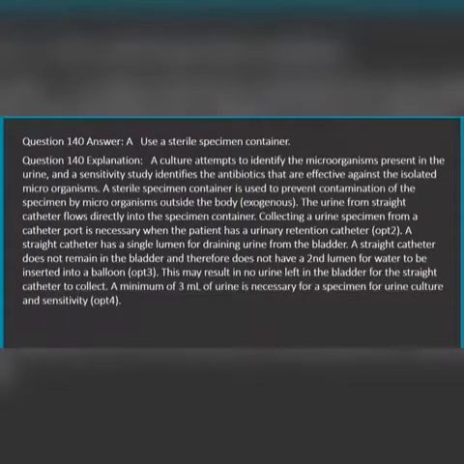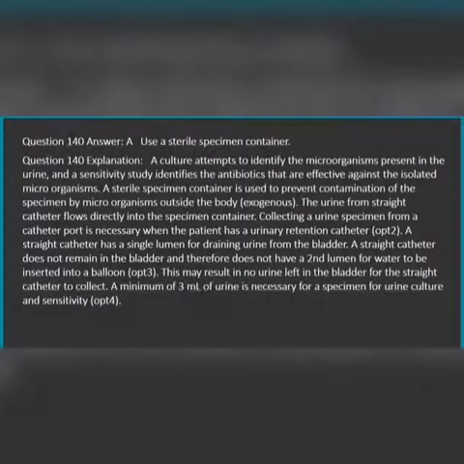Question 140. Answer: A. Use a sterile specimen container. Explanation: A culture attempts to identify the microorganisms present in the urine, and a sensitivity study identifies the antibiotics that are effective against the isolated microorganisms. A sterile specimen container is used to prevent contamination of the specimen by microorganisms outside the body, exogenous. The urine from a straight catheter flows directly into the specimen container.